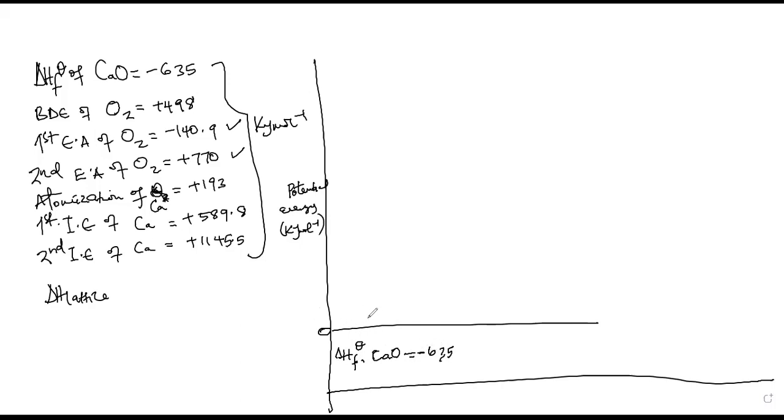So we write the equation: calcium here is a solid, and we are going to add a half oxygen to balance the equation to get calcium oxide, gas. Now this will give us calcium as a gaseous atom after it has undergone atomization, plus a half oxygen. So the energy change here is the enthalpy of atomization, and it was given as positive 193.